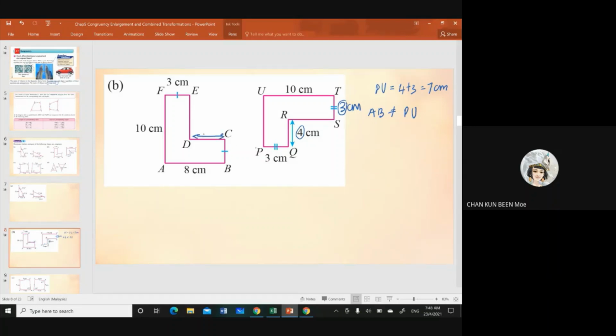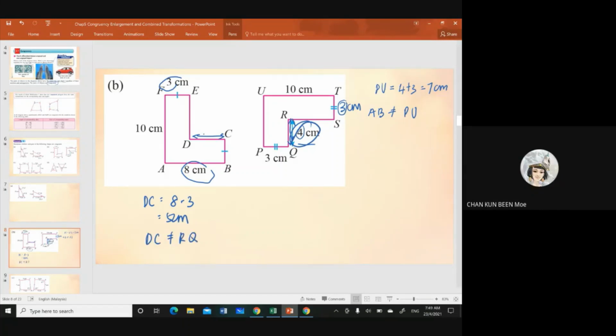Which one is the corresponding side of DC? RS? It's not RS. RQ is the corresponding side. So in this diagram over here, the RQ is given as 4, but you don't have the length of DC right here. So to determine the DC, we are going to use 8 minus 3. What is 8 minus 3? 5. Yes, it is 5 centimeters. So is it the same as the RQ over here?